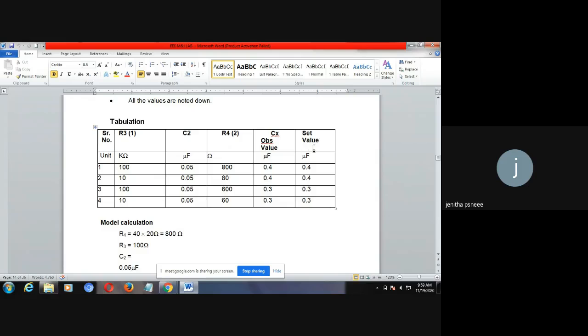So this is a set value. What is a set value? Set value means you have to set this value in the circuit also. Okay. So the 0.4 is the balancing condition of the bridge. So if you see, in the bridge you will be balancing.